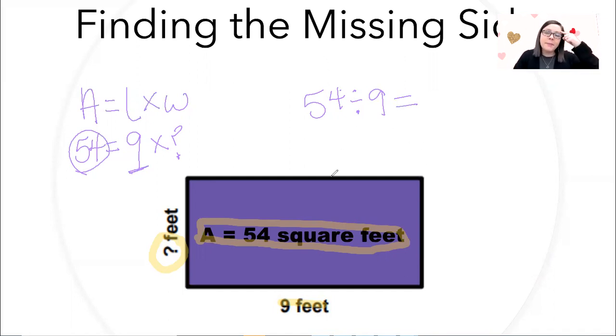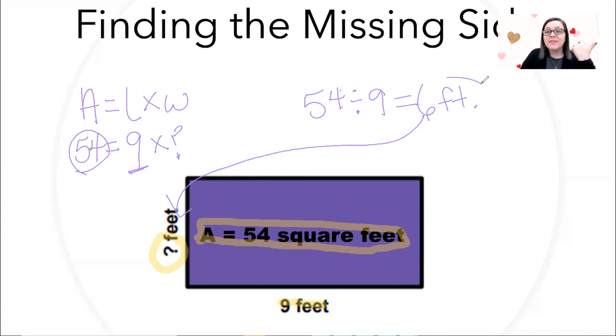And the answer to that is going to be the missing side. So we can think, what times 9 equals 54? Have you been practicing your math facts? I hope you have. And if you have been, then you will know that 6 times 9 equals 54. And therefore, we know that our missing side over here is going to be 6 feet. Okay? So that is how we go about finding a missing side in area. Instead of multiplying, we're going to divide, or we're going to work backwards.